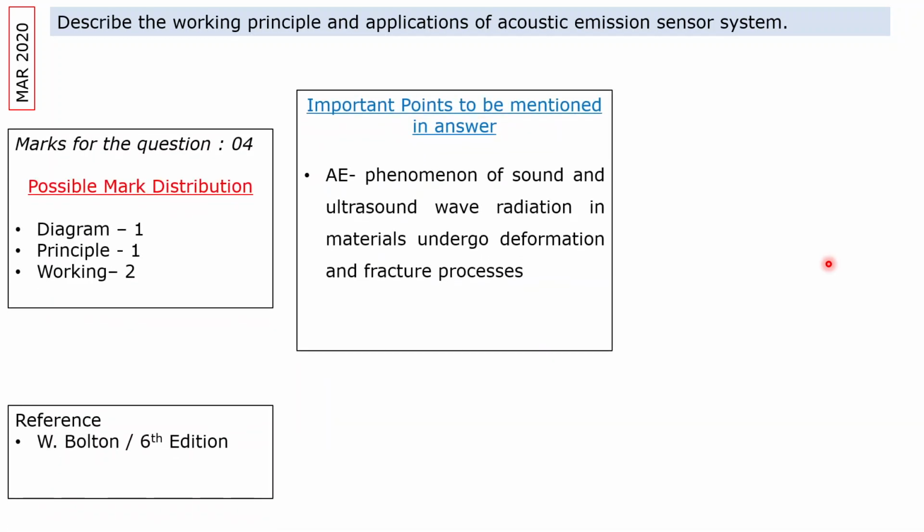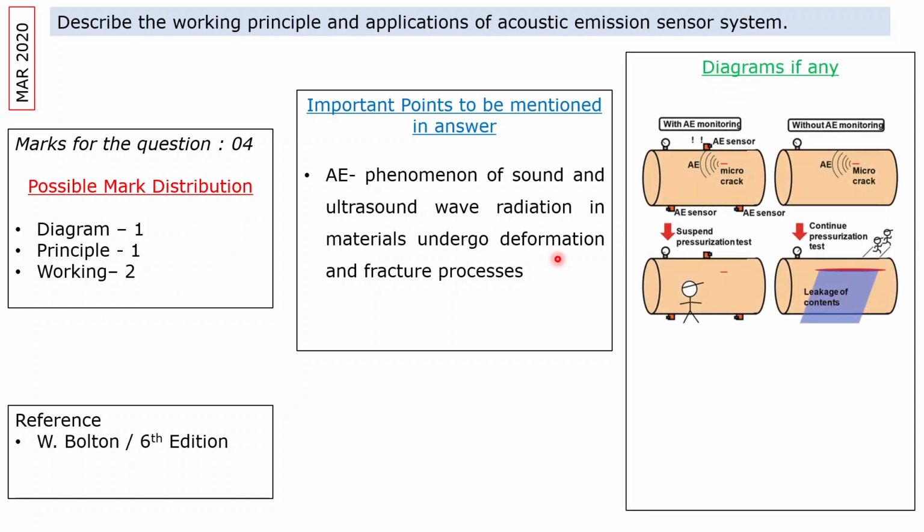Now the next one is: describe the working principle and applications of an acoustic emission sensor system. This is a new question which was asked in March 2020. The diagram carries 1 mark, principle carries 1 mark, and working carries 2 marks. The important point you have to mention is that acoustic emission is a phenomenon of sound and ultrasound wave radiation in materials which undergo deformation and fracture processes. I will mention this with a diagram.